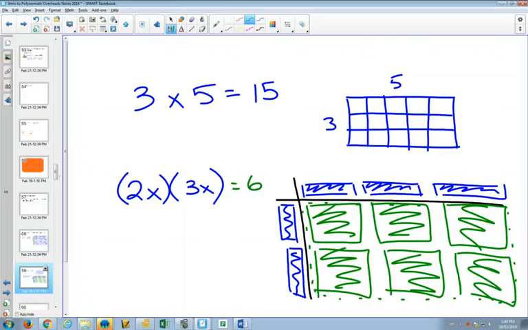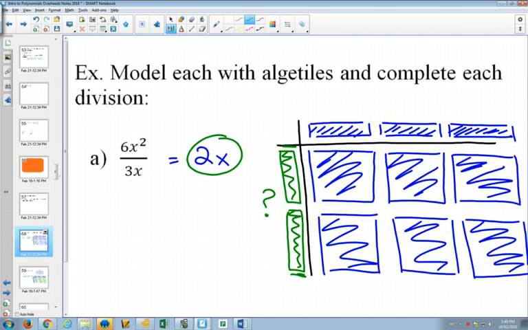So 2x times 3x will make 6x squared. Not only are you going to have to be able to do it without algebra tiles, there will be questions that ask you to do multiplication with algebra tiles and division with algebra tiles. Anytime you're trying to do division, the number on top is the area of the space that you have, and what you're dividing by is one of the sides, and you have to find the other side.